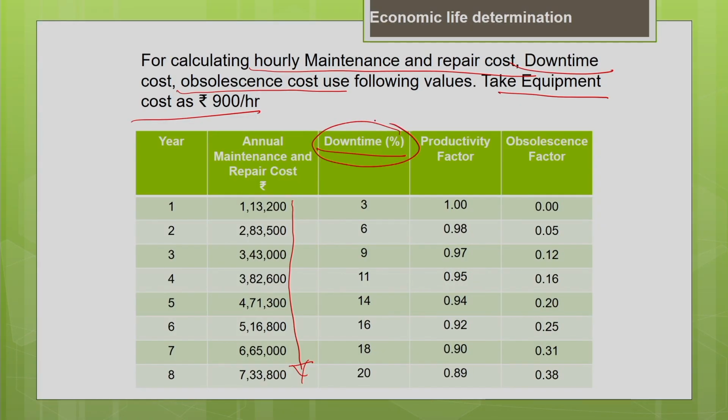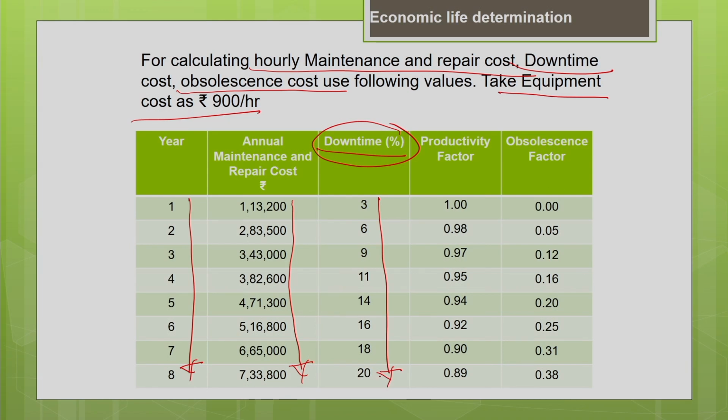In order to estimate the downtime cost, we express it as a percentage of the operating cost of the machine, or the equipment cost of the machine. You can see that with the increase in age of the machine, your downtime cost is also increasing. As the machine becomes older, the time it spends in the repair yard will be more, so the downtime percentage is more.